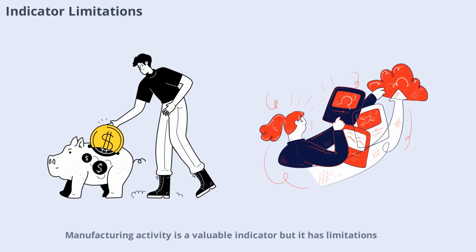Manufacturing activity is a valuable indicator, but it has limitations. Sometimes production slows due to temporary factors like supply chain disruptions or strikes rather than a true economic downturn.